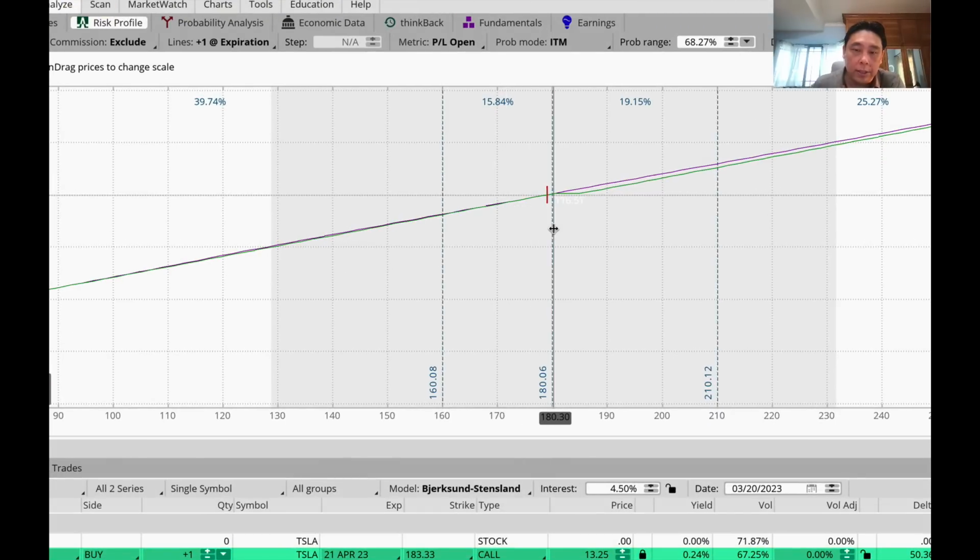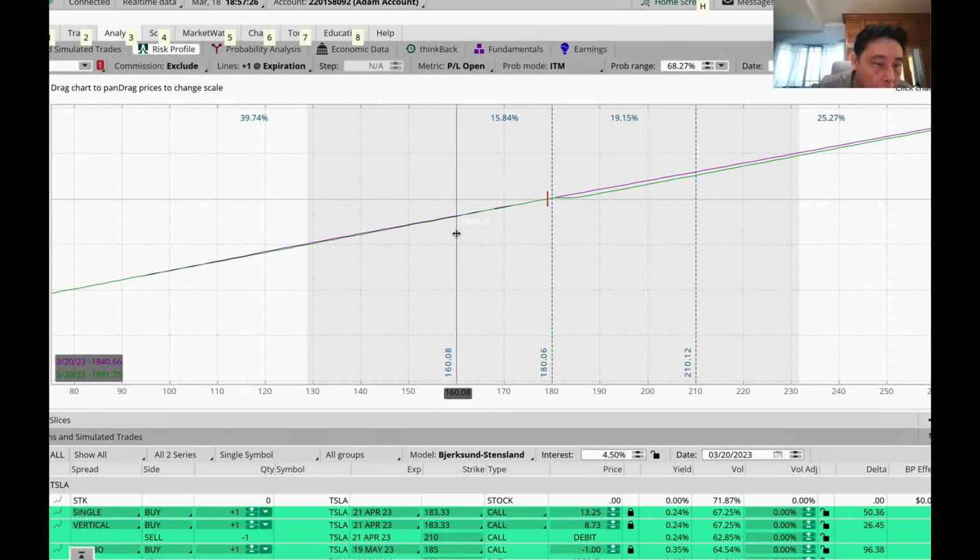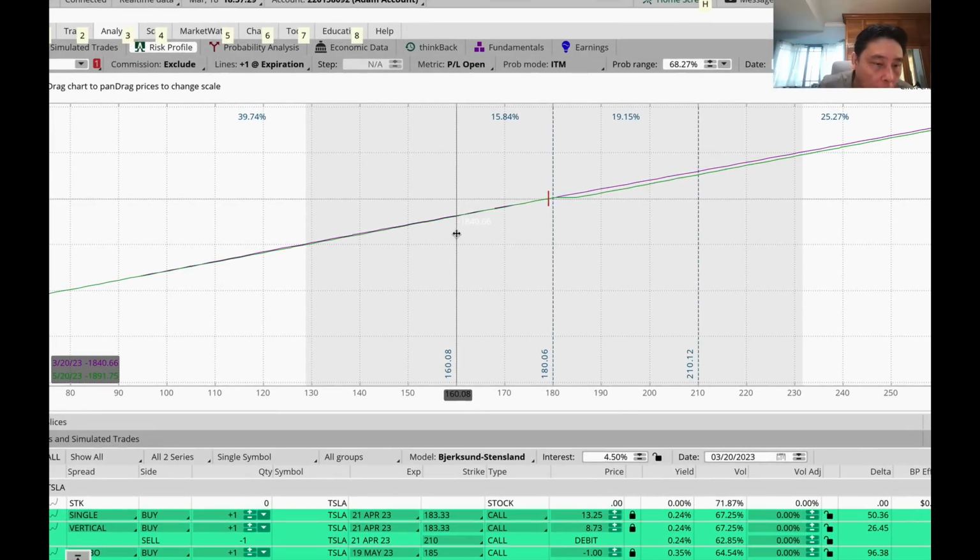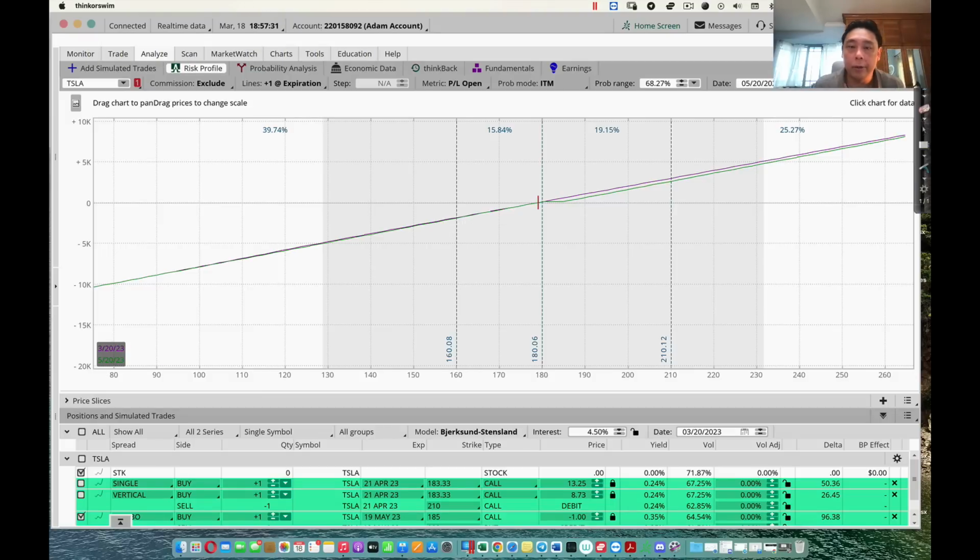How much money do you lose? Okay, so if it drops to 160 and you cut loss, you will lose about $1,840 thereabouts, right? So I'm not saying it's a risk-free trade. I'm saying it's a zero-cost trade, but you still lose money if it drops to 160, right? Because it's like buying 100 shares and it drops to 160, you cut loss, you also lose 1840. No difference, right?